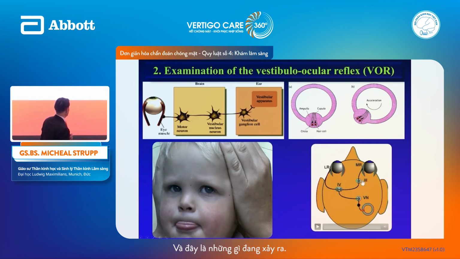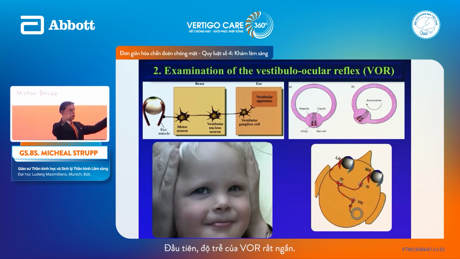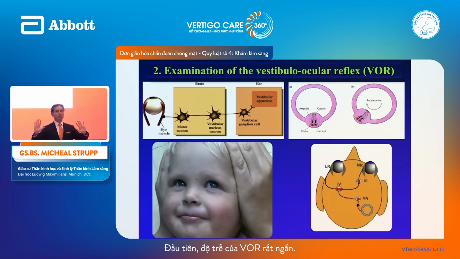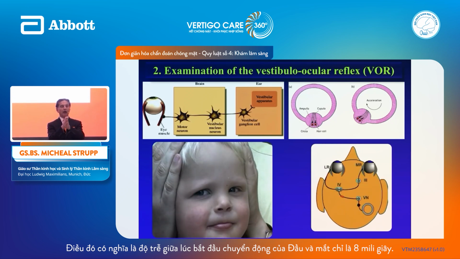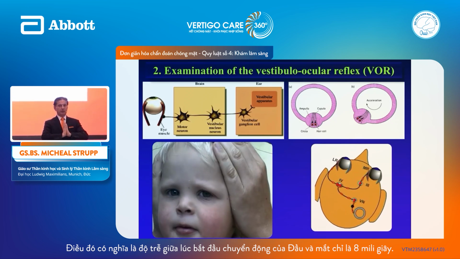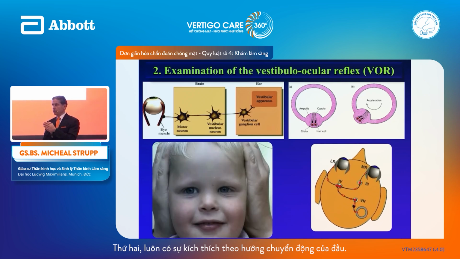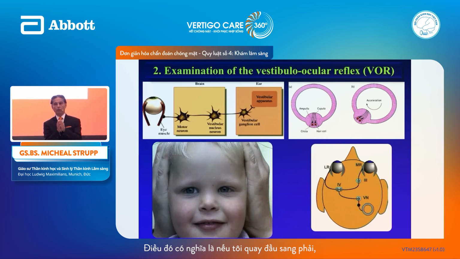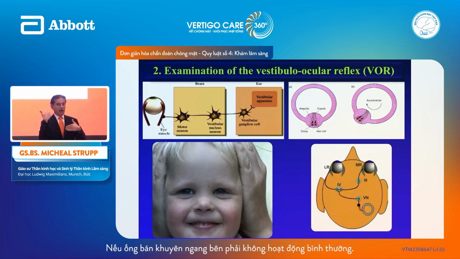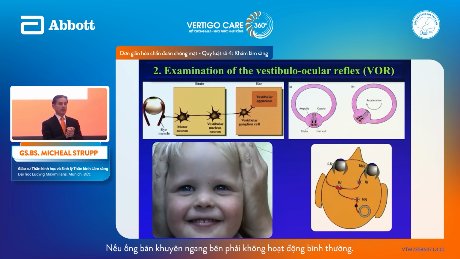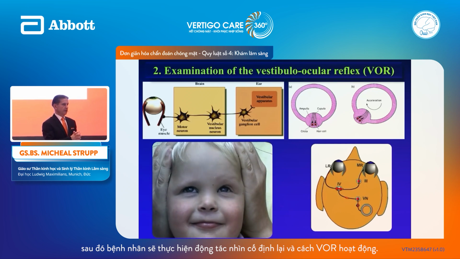And here you see what is happening. There are a few basic things which you have to know. First, the latency of the VOR is very short. That means the delay between onset of the head movement and the eye movements is only 8 milliseconds. Secondly, there's always an excitation in the direction of the head movement. That means if I turn my head to the right, there's an excitation of the right horizontal canal. If the right horizontal canal is not working properly, the eyes will move with the head to the right, and then the patient makes a refixation saccade.